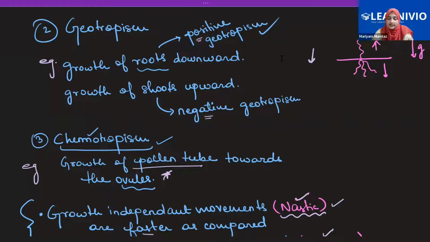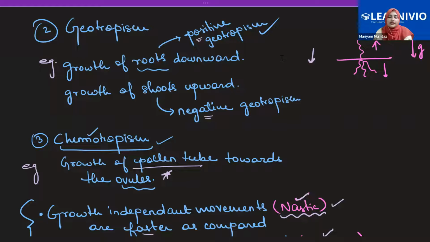Now, when we talk about the stem, on the other hand, because the gravity acts downwards, but the stem will always grow upwards, right, against the gravity. So when we talk about the shoot, it will be acting like negative geotropism. Is it clear, students? Any doubts? No. Okay.